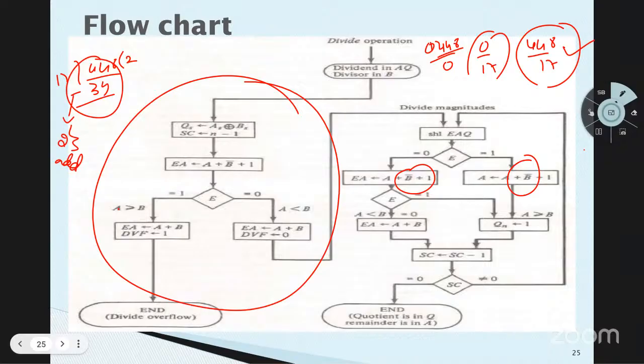Then A less than B and A greater than B, then you can increment the counter. Then if E is not equal to 0, the same thing you can repeat. If S is equal to 0, stop the process, and the quotient is in the Q register and the remainder is in the A register. Finally. Okay, so one point you need to understand.